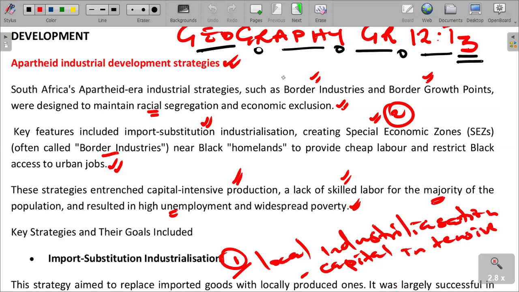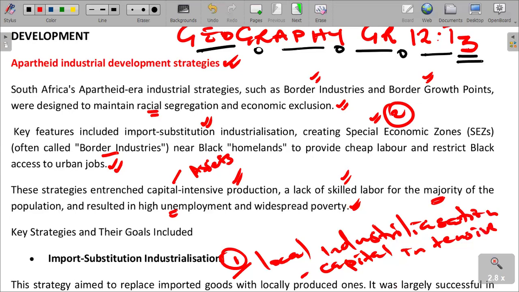These strategies entrenched capital intensive production. They needed more capital investment, more assets, more capital intensive. When we talk about assets, we talk about property. It required money in terms of production.